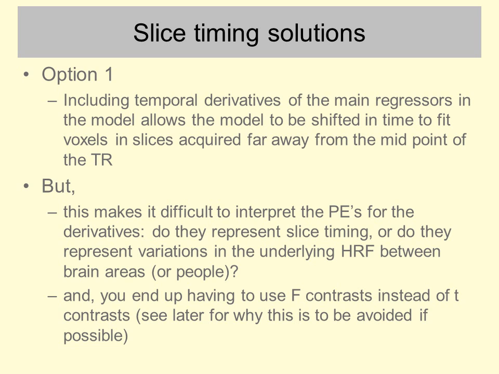You also then need to do F contrasts instead of T contrasts, because when you consider the effects of experimental conditions on brain activity, those are definitely partly being modelled by the parameter estimates if you use time derivatives to solve your slice timing problem. So then you can't just do T contrasts on your main regressors, you've got to do F contrasts that cover both the time derivatives and the main regressors. We'll talk about that later, and most people generally prefer running F contrasts if possible.